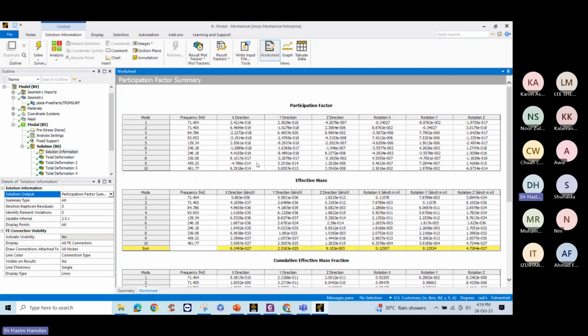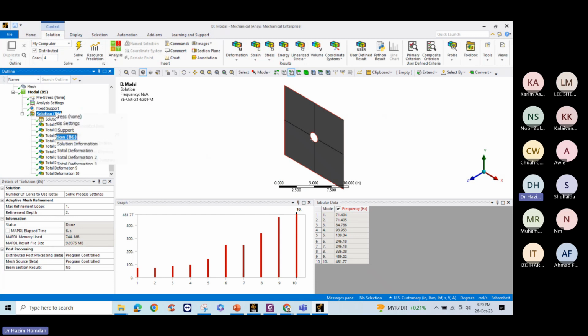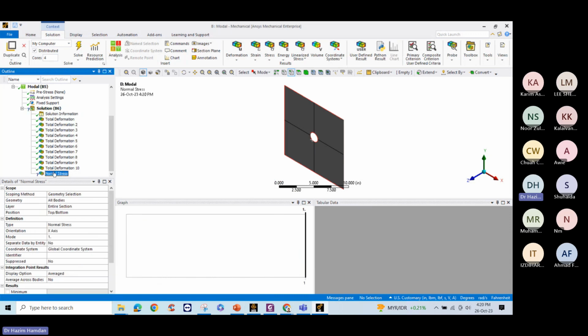Okay, so from this result you can see that this result is the maximum. You can see that mode 3 and mode 8, highlighted below, show the largest participation factor of any mode in the translation Z direction. Actually, in the solution you can also add maximum. Okay, you can check, you can generate this data.